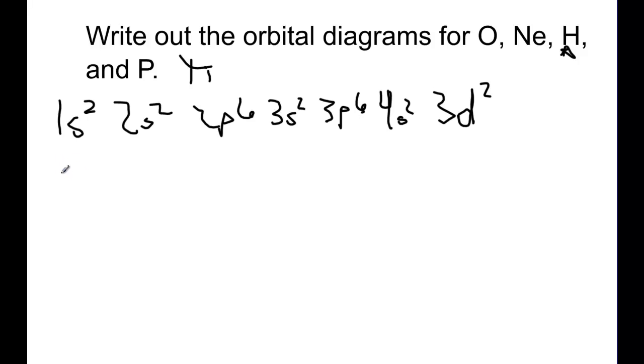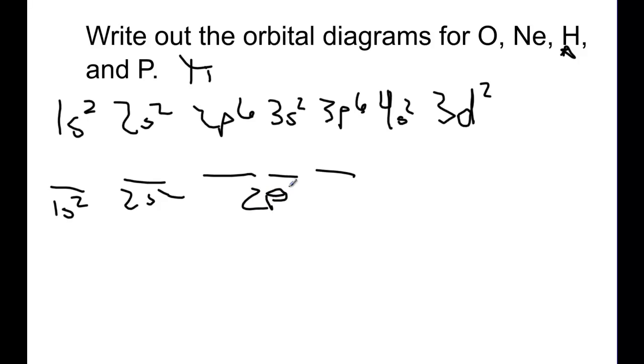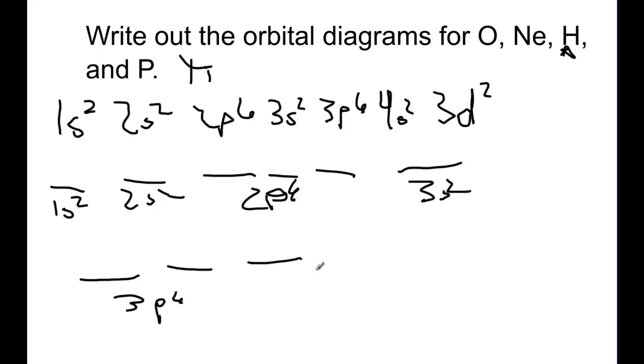So 1s2, 2s2, 2p6, 3s2, 3p6, 4s2, and now we're at a d. How many orbitals can a d have? d, remember, can have 5, so we need to draw 5 lines. 1, 2, 3, 4, and 5, and this is my 3d2.